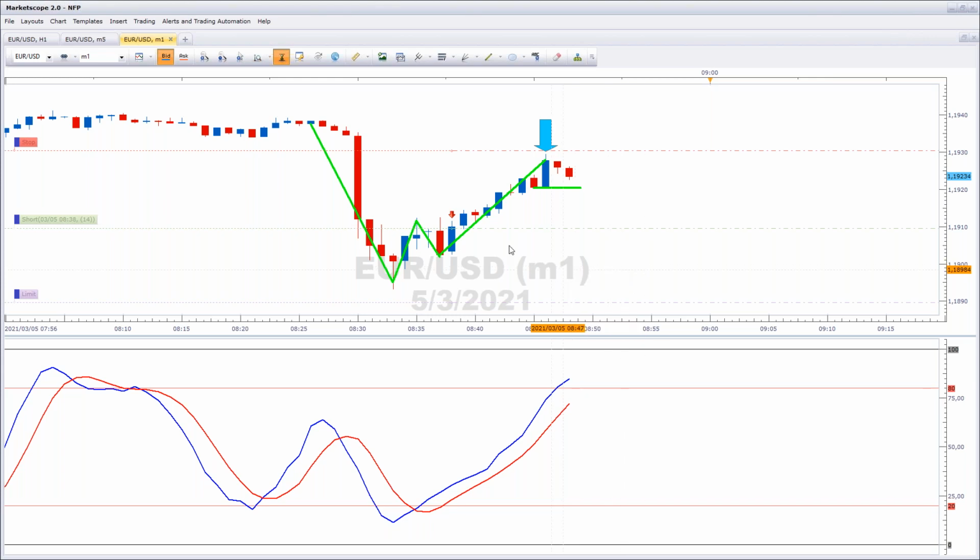This swing over here has been a very strong swing. 1, 2, 3, 4, 5, 6, 7, 8, 9, 10 minutes of very strong bullish action.